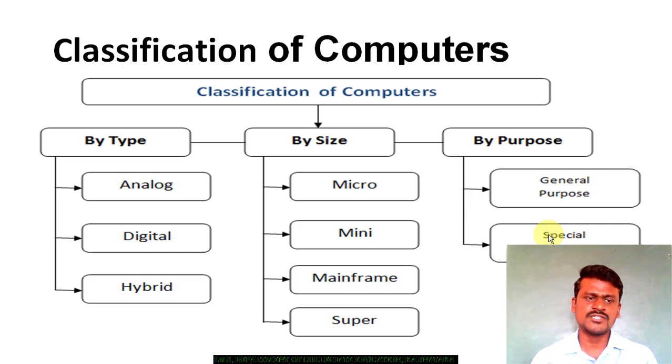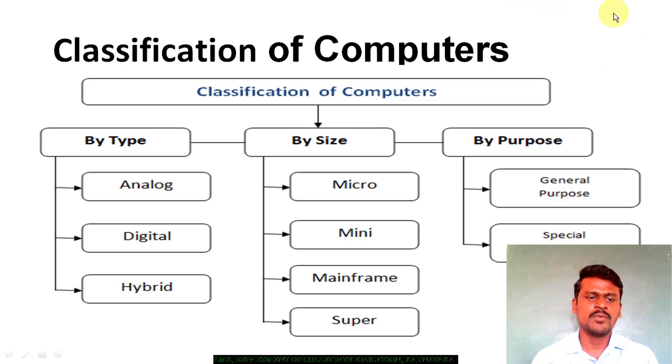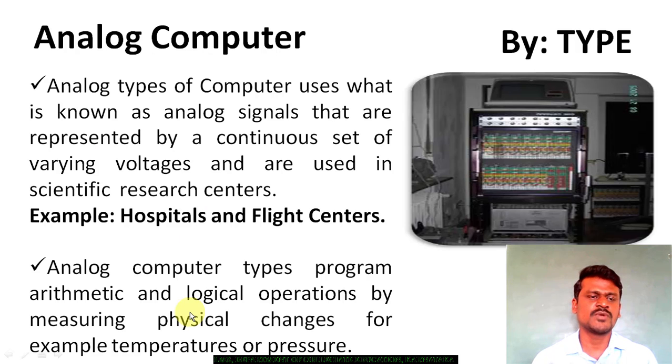Now the first one, by type. We will go with by type first. How many types do we have? Analog, digital and hybrid. In that, the first one is the analog computer. You can see this is how the analog computer looks, right? Now we will see what we mean by analog computers.